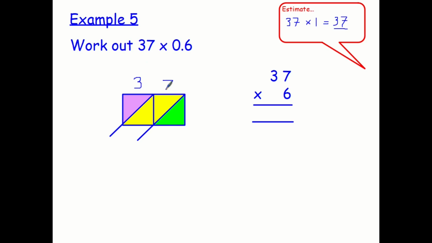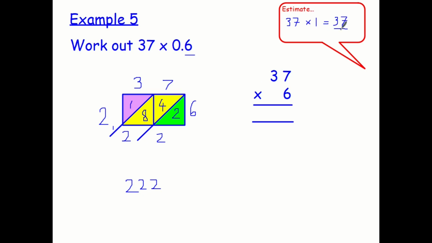37 multiplied by 0.6. Now I'm not drawing 2 rows here because I'm not really worried about that 0, because I've already got an estimate. So I'm actually just going to put 6 here. The 6 from here. 7 sixes are 42. 3 sixes are 18. Add along the diagonals, add along the greens, I just get 2. Add along the yellows, I get 12. Remember, put the units part there, the tens part there. Add along the purples, 1 plus 1 is 2. So 222 are the digits of my answer.